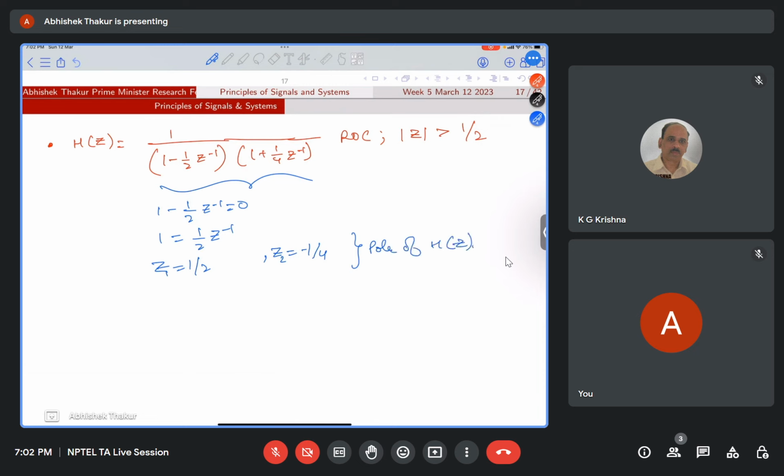And this ROC is outside the outermost pole, as we know. Hence the system is, here, the outermost pole, the magnitude of z1, that is half. So let's suppose this is half, so the ROC will be this region. In this question, we will check whether the z equal to 1 circle is lying in the ROC or not. So it is lying, so this system is stable. So we can simply check whether the system is stable or not, just by checking whether the z equal to 1 circle is lying in the ROC of that signal. So these things we can discuss.